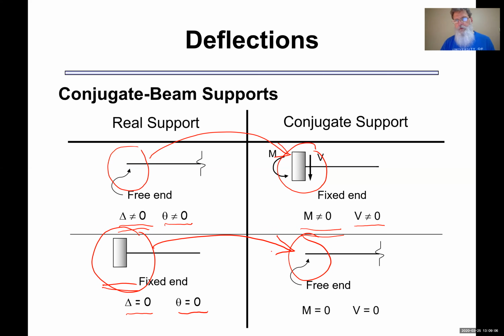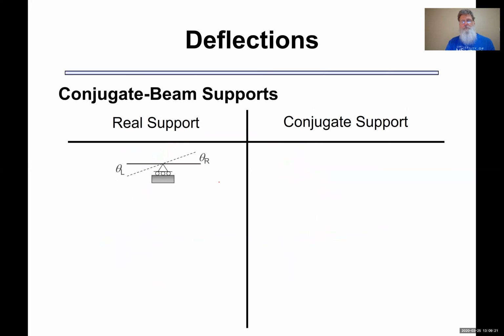So let's do a quick summary. External pins and rollers in conjugate space are external pins and rollers, no change. Free end becomes fixed, fixed end becomes free. The third case would be an internal support. So now I have a pin or a roller that's internal in my beam.